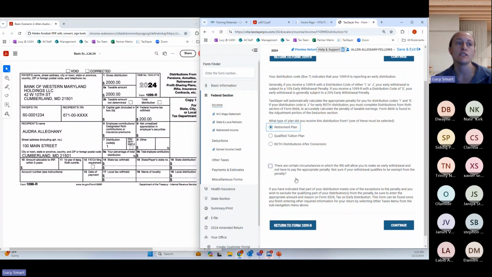Then it says there are certain circumstances in which the IRS will allow you to make an early withdrawal and not have to pay the penalty. If you're not sure what qualifies to be exempt, you can click here, but we are sure. We already checked, so we're good. It just also reminds us if there is an exception, we need to fill out Form 5329, which we'll learn in advanced training.